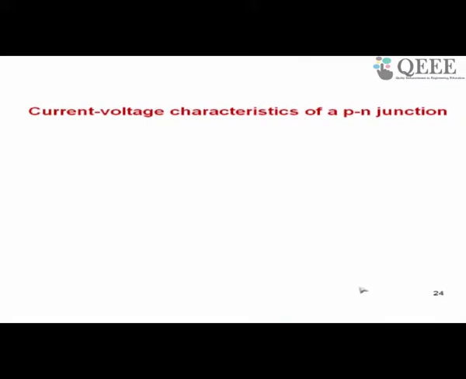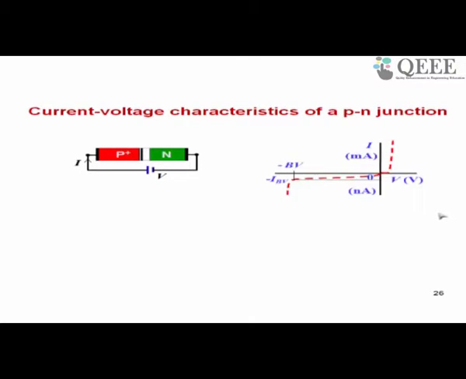Okay, so having discussed why we should study solid state devices, because they are all around us. Anywhere you look around you will find solid state devices. So let us see what are the current voltage characteristics of this device. Let's start with a diode, which is very simple. You apply a DC voltage V and you get a current I through the device. Now what is the shape of the current voltage characteristics? This is how it looks.